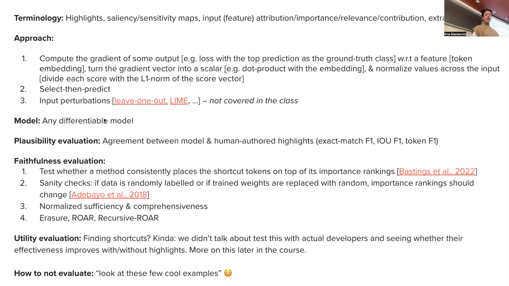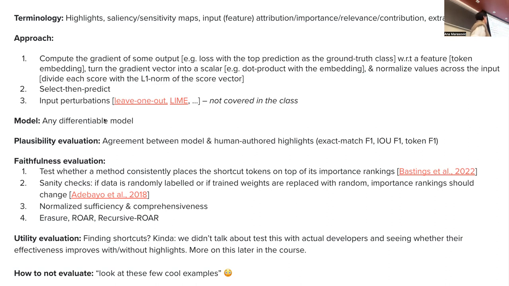For faithfulness evaluation, checking whether the words we have deemed to be important or pixels we deem to be important, we have talked about a few methods. We have talked about whether a method consistently places the shortcut tokens on top of its importance rankings. This is the paper we have read all together, "Will You Find These Shortcuts?" You train the model to use shortcuts. So you know that data shortcuts must be important. And if those shortcuts are not reflected in your top retrieved tokens, you know that something has gone wrong and that your method for finding important tokens is flawed.